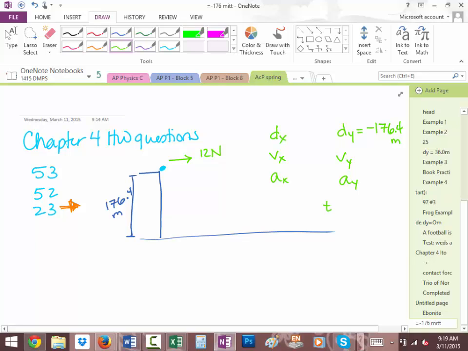Is that okay? All right. Taking a look at the problem, what else do you know? ay is negative 9.8 meters per second squared, because it always is, right? Yeah. What else do you know? Anything else?